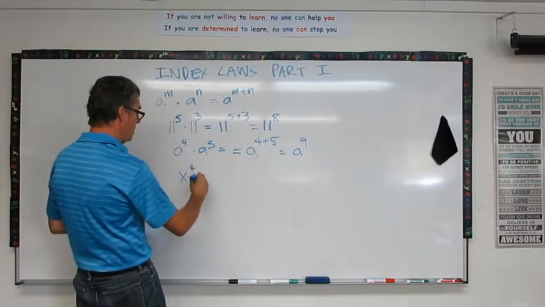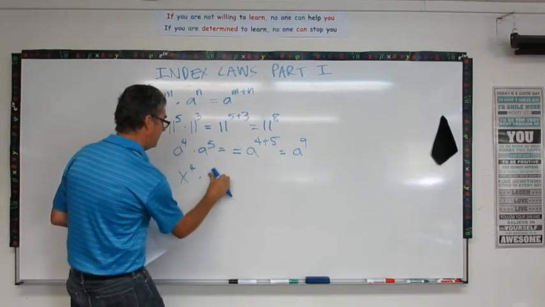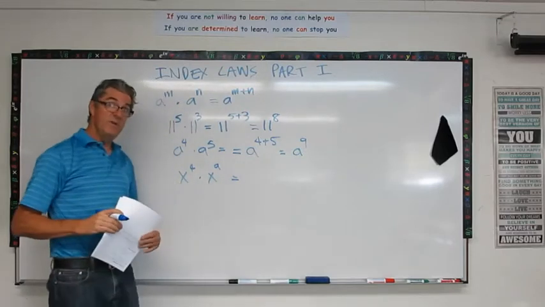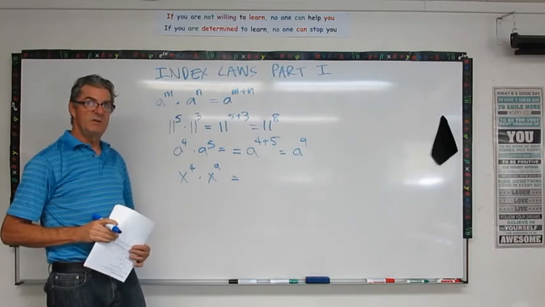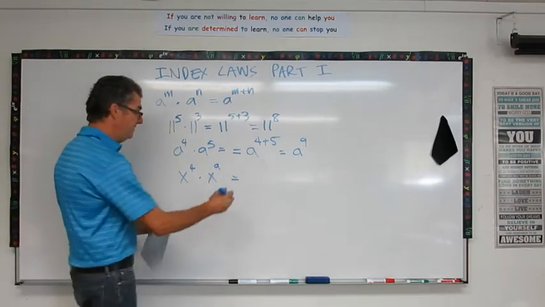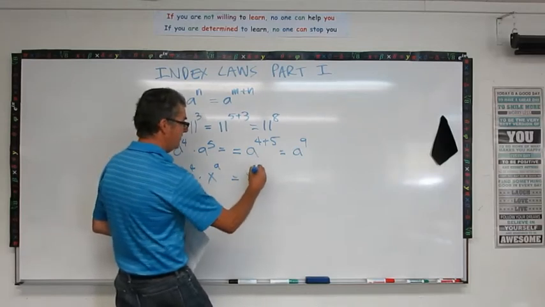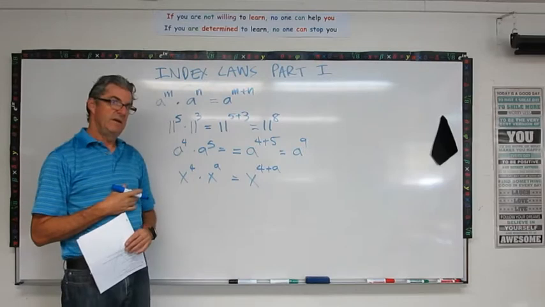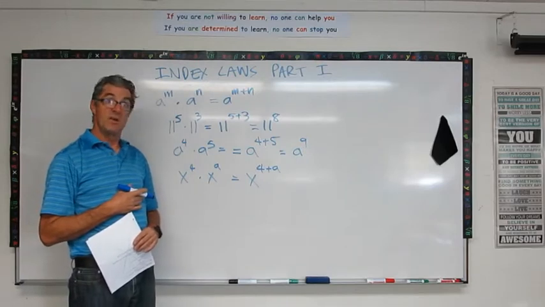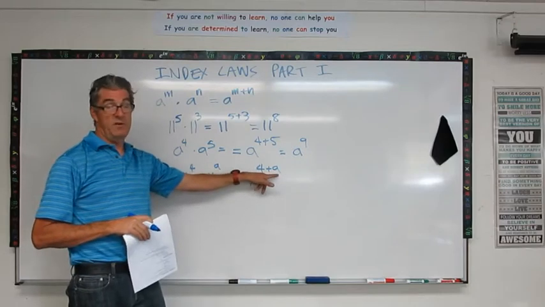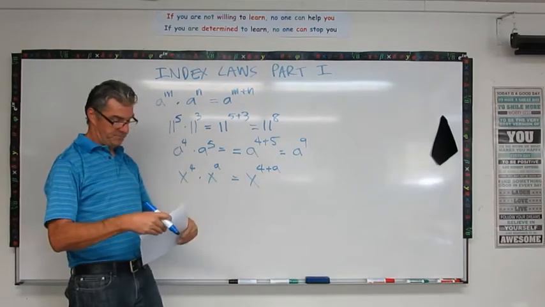x to the 4 times x to the a power. Now this one's a little bit tougher. Pause the video, give it a shot. Okay, let's see how you did. This is going to be x to the 4 plus a. Is there a next step? No, this is your solution. You cannot combine these two because we don't know what a is, so you're done.